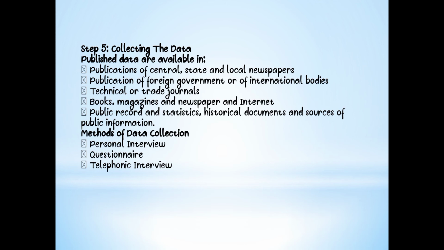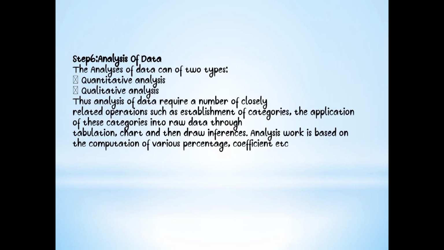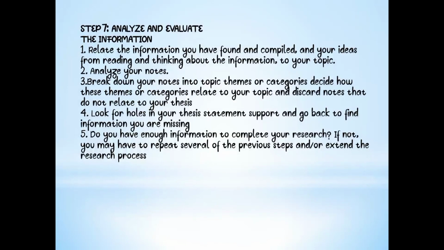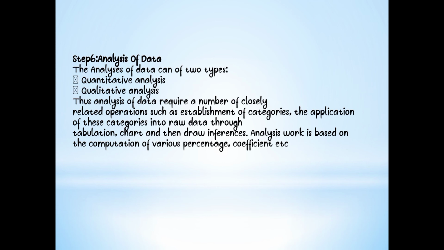Analysis of data. The analysis of data can be of two types: quantitative analysis and qualitative analysis. Thus, analysis of data requires a number of closely related operations, such as establishment of categories and application of these categories to raw data through tabulation, charts, and then drawing inferences. Analysis work is based on the computation of various percentages, coefficients, etc.